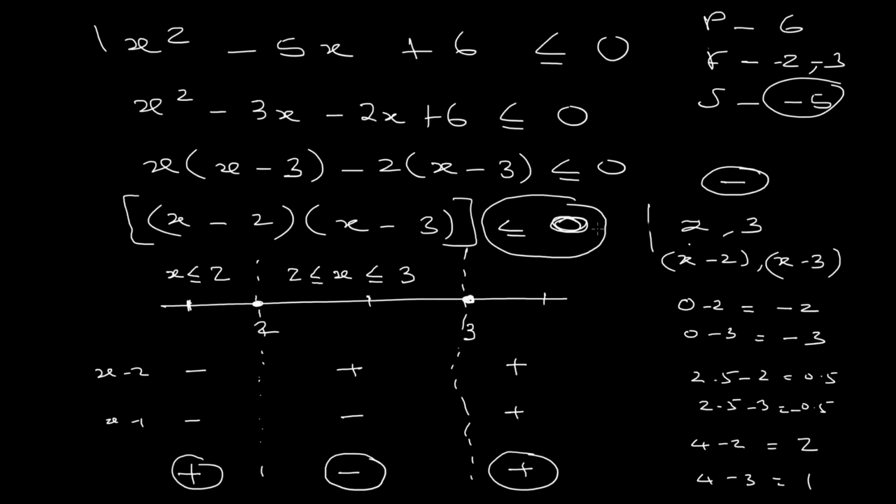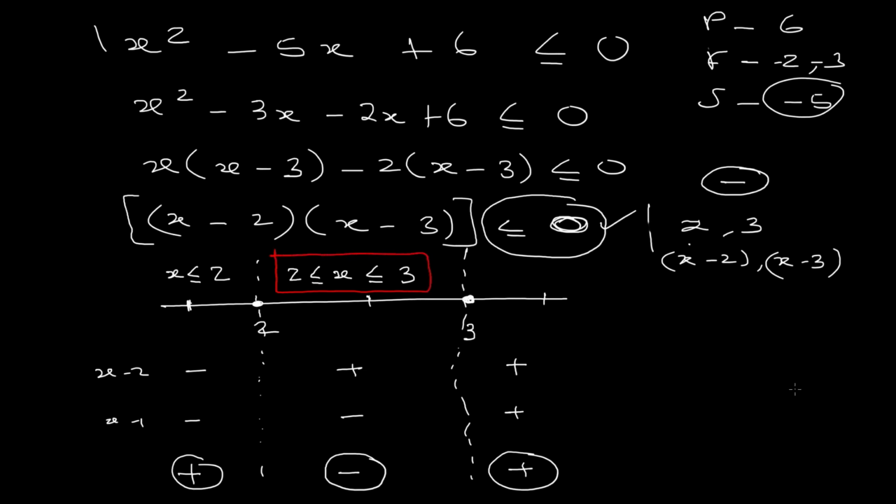So now if I look at positive here, this is not correct. The only one that's correct is this one. Okay. So this is correct here, meaning that our solution set, therefore, is going to be this answer here. So our final answer is going to be 2 is less or equal to x, and x is less or equal to 3.